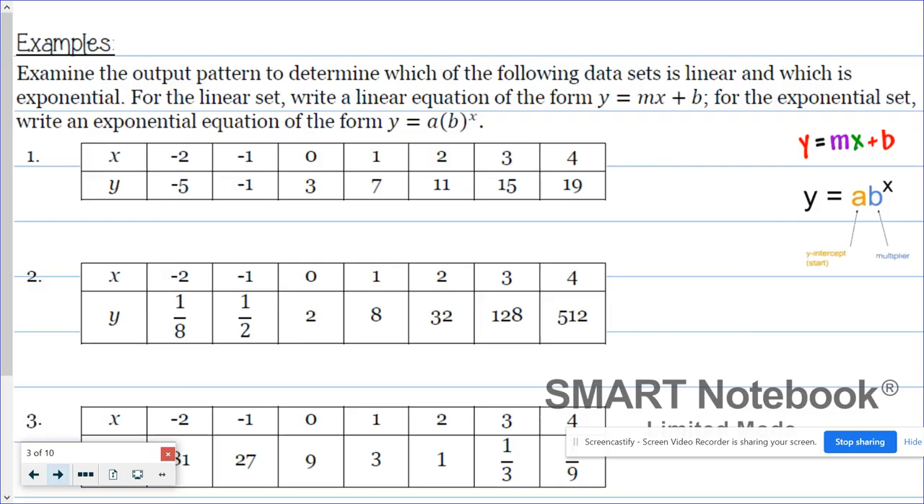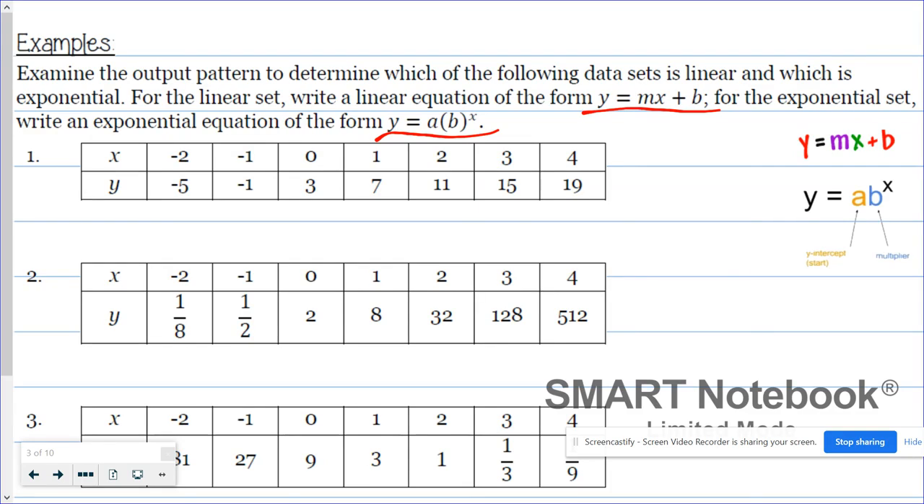Okay, so we're going to look for a pattern here, and that pattern will tell us whether the data represents a linear function or an exponential function. Once we identify the function, if it's linear, we're going to write an equation y equals mx plus b. And if it's exponential, we're going to write an equation y equals a times b to the x power. Feel free to pause here and try out these 3 problems and then check back in with me.